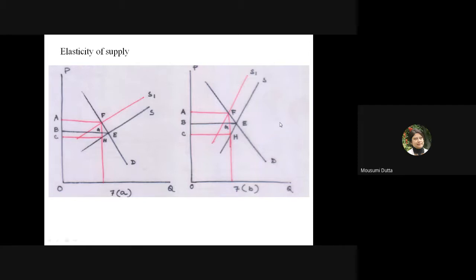Now, if I go to the second diagram, where I am considering comparatively inelastic demand, after a similar kind of analysis, we find that the burden of tax on consumers and the burden of tax on producers are more or less the same. Here the rectangle AFGB, the part of the consumer surplus enjoyed by the government in the form of tax revenue, and the rectangle BGHC, the loss in producer surplus appropriated by the government in the form of tax revenue, are more or less similar. So the burden of tax will be more or less equally shared by consumers as well as producers.